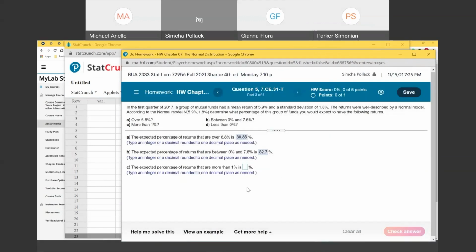Check answer. And it's right. Okay. Now, I really appreciate your time, Professor. Thank you so much. And this is more than 1%. It just matters, again, we want more than. You've got to be sensitive to more than, like over or more than, versus less than. That's the only trick you've got to be aware of.